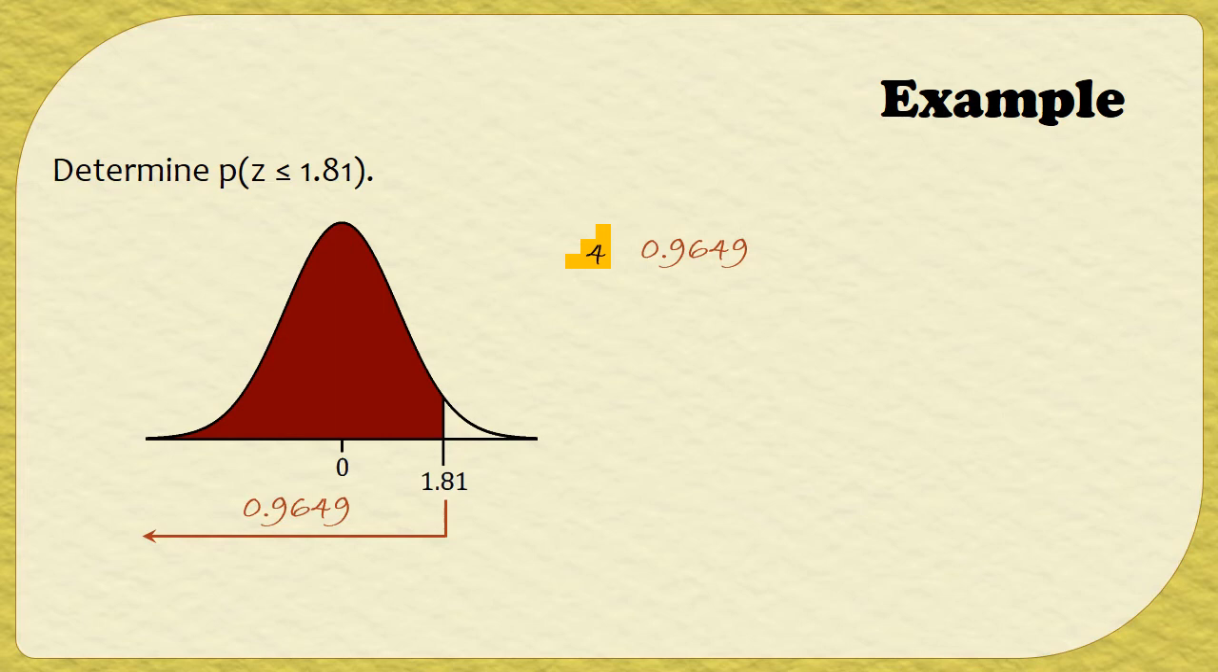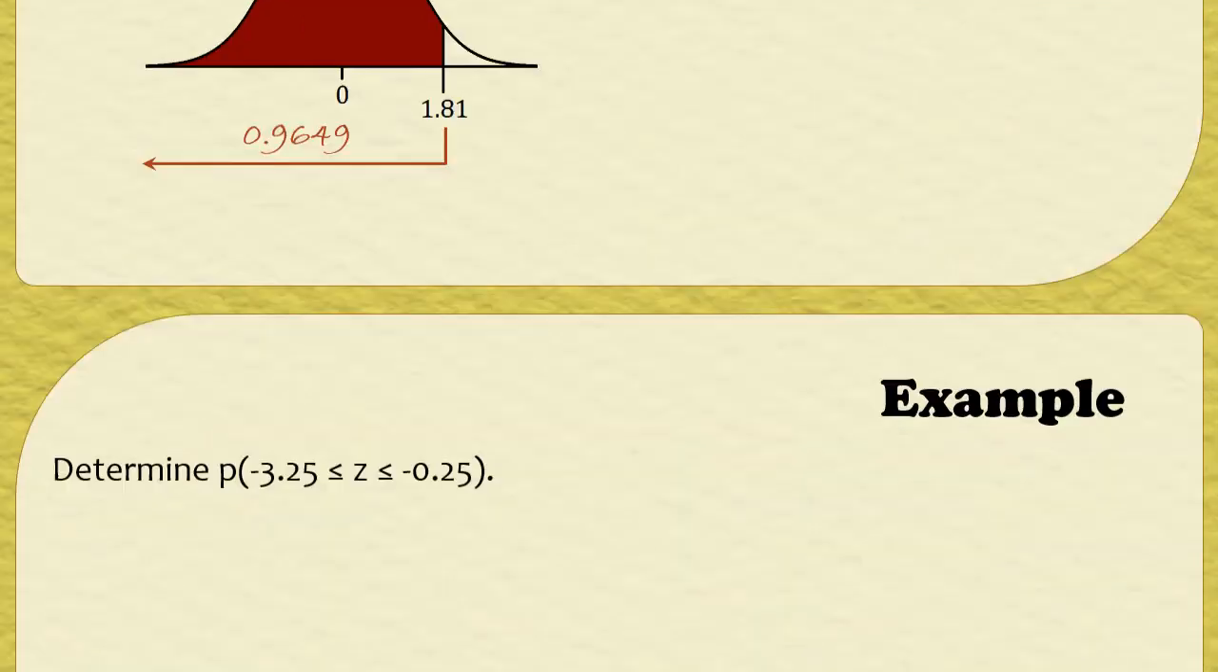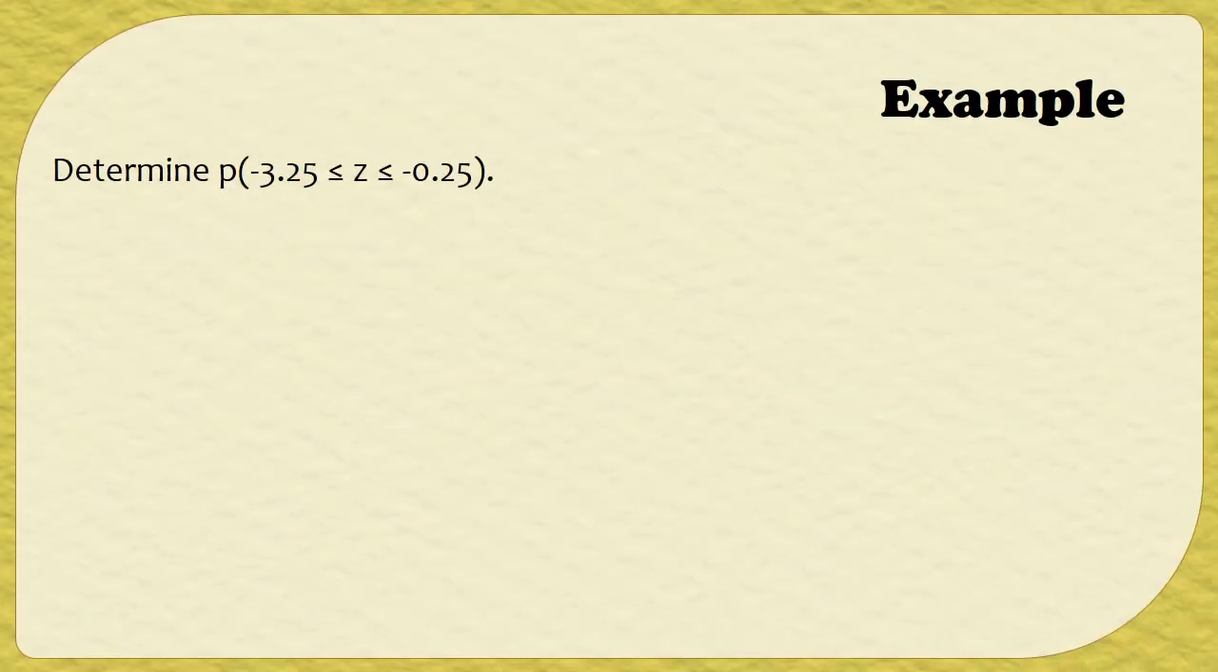Let's do a slightly more complicated example. Not that this wasn't complicated enough, but we'll do a problem that's got maybe one more step to it. In this example, we want to find the probability that a z-score is between the values of negative 3.25 and negative 0.25.